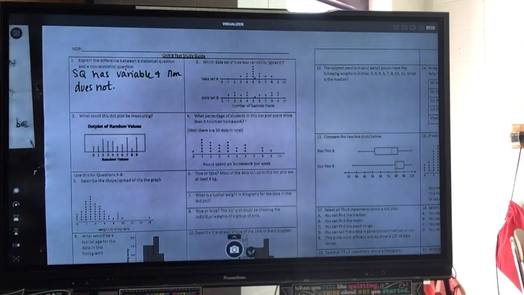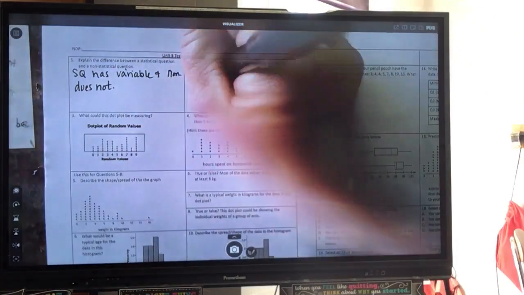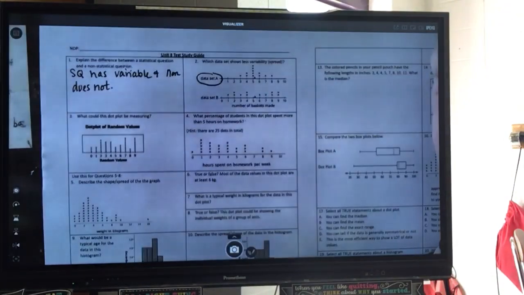Alright, so put your hand up if you said data set A was the one with less. Don't stand up, just put your hand up or something. Alright, so we all agree that A has less. Why? Why does A have less?